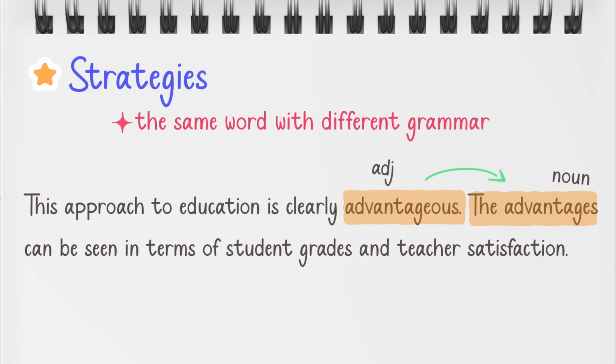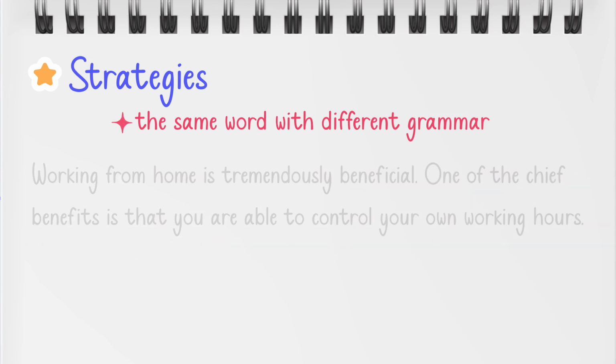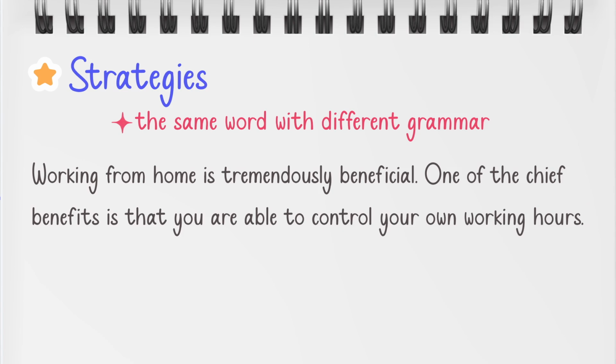So as you can see, it's pretty easy, right? You just change the grammar. In this case, you avoid repeating the same word. Now let's turn to another example. Working from home is tremendously beneficial. Beneficial is an adjective, right? One of the chief benefits, so I use a noun here. I change the grammar, is that you are able to control your own working hours.